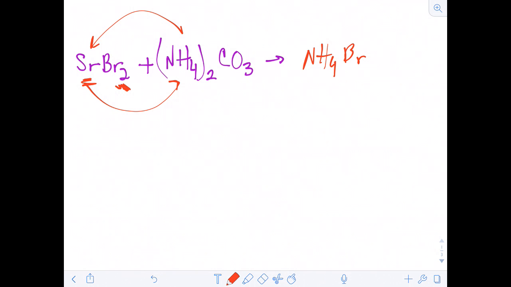What's the charge on ammonium? +1. So how many bromides do I need? 1. What's the charge on bromine? It's just a -1, right? So how many ammoniums do I need? 1. So I'm not going to write anything. This is a finished formula right here. And then what's the other product? Strontium. What do we call this?